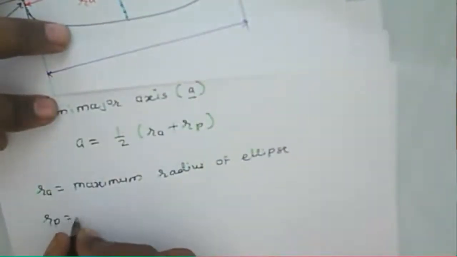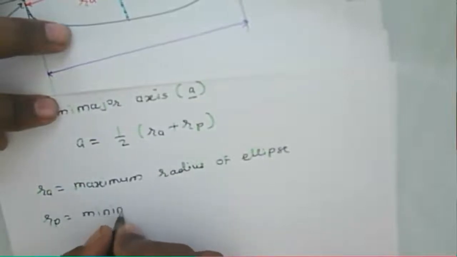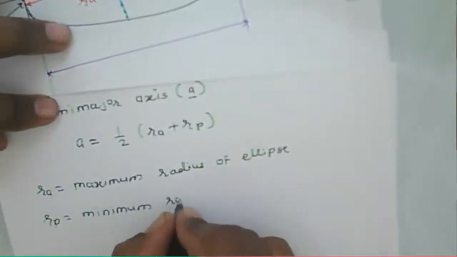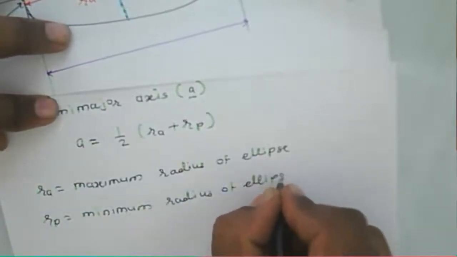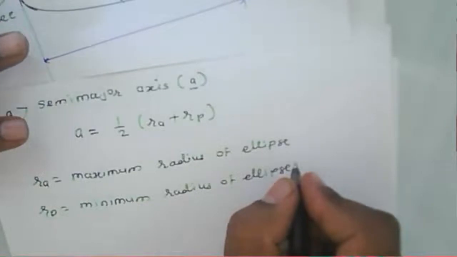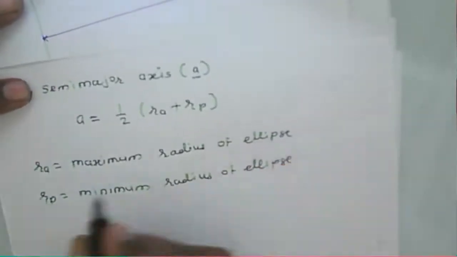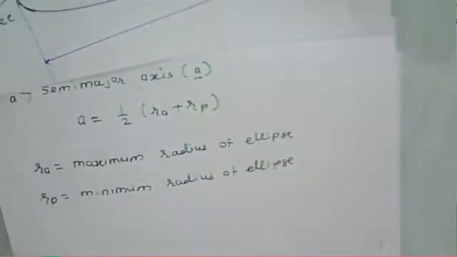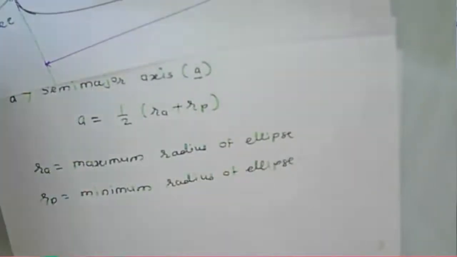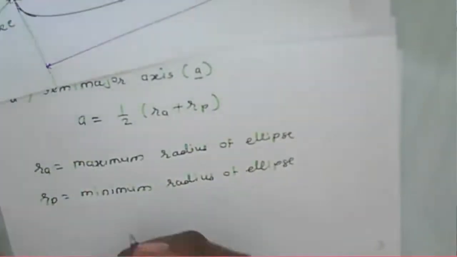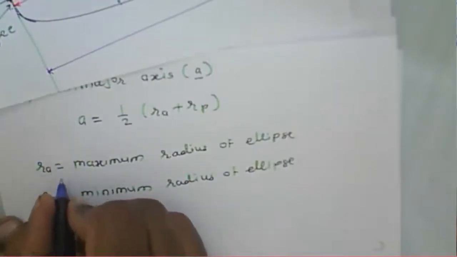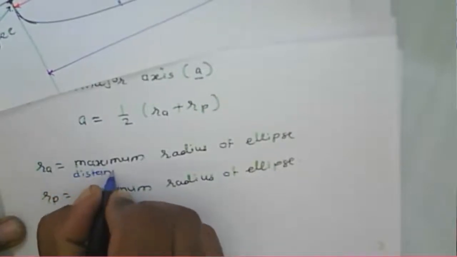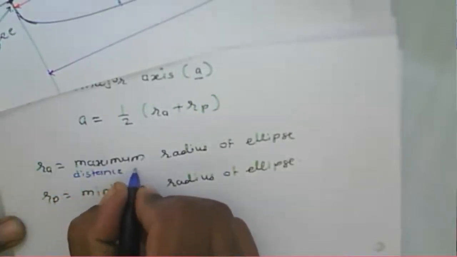Maximum radius of the ellipse, say Ra earlier. And Rp is the minimum radius of the ellipse. And this Ra is the maximum radius of the ellipse, or in another word, what is Ra?